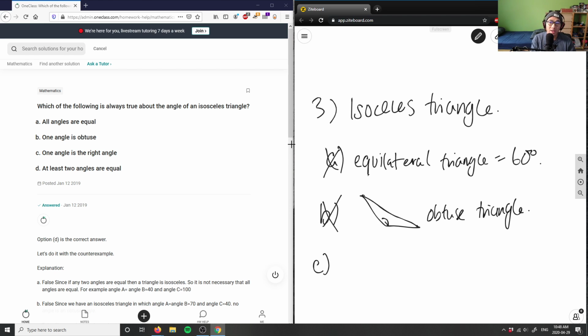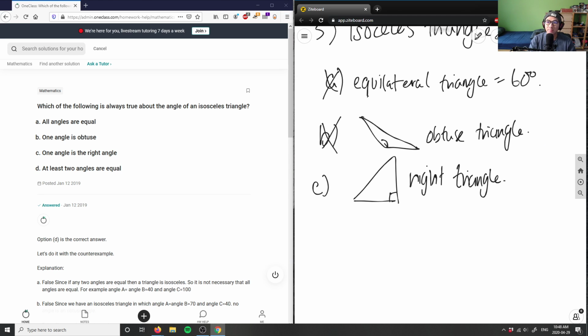C here is one angle is the right angle. So if I have a right angle here, this is simply a right triangle, right? And this is not an isosceles triangle. C is also incorrect. Which means D here has to be my answer, right?